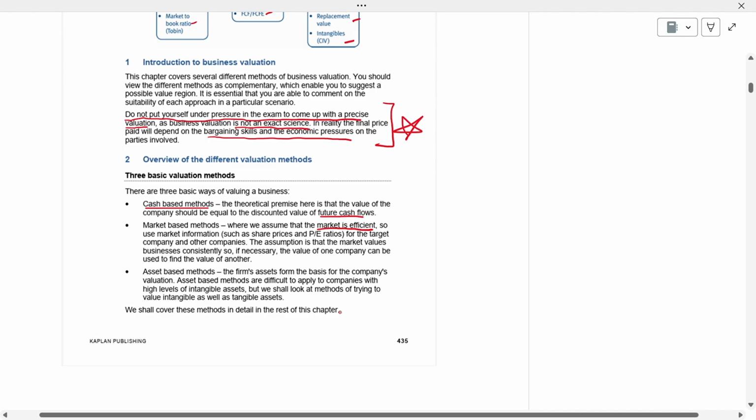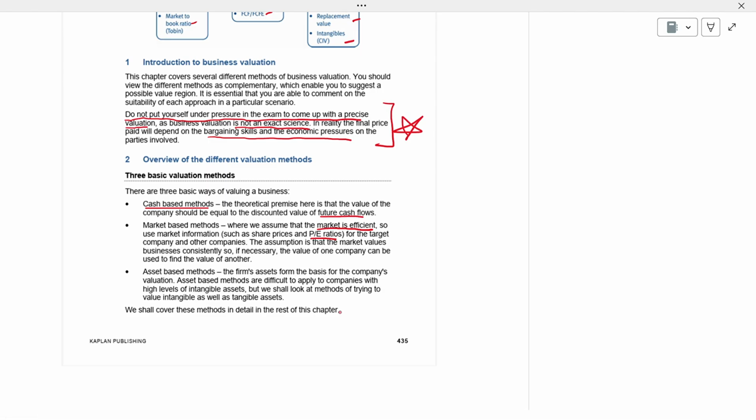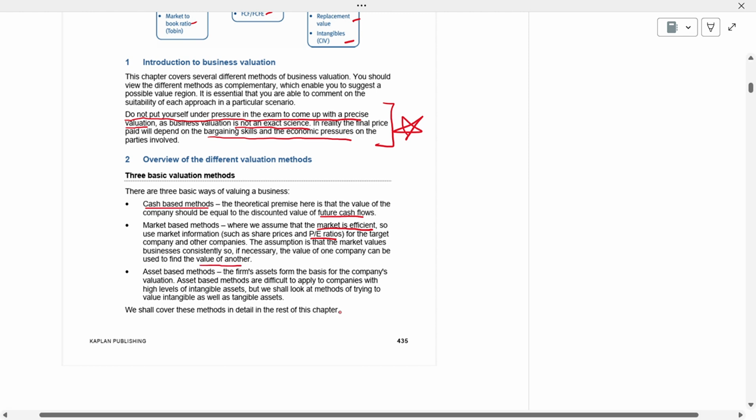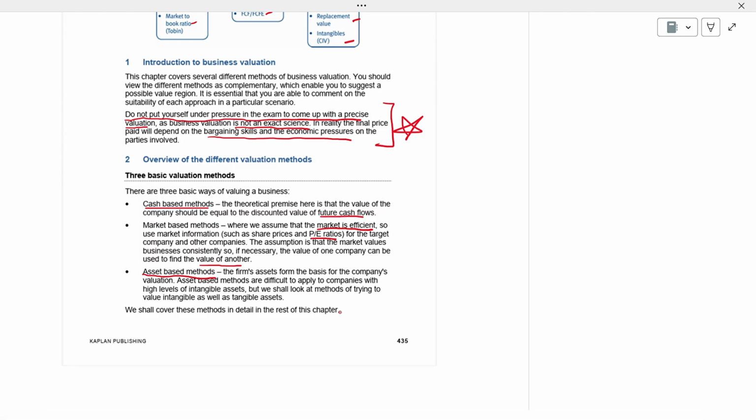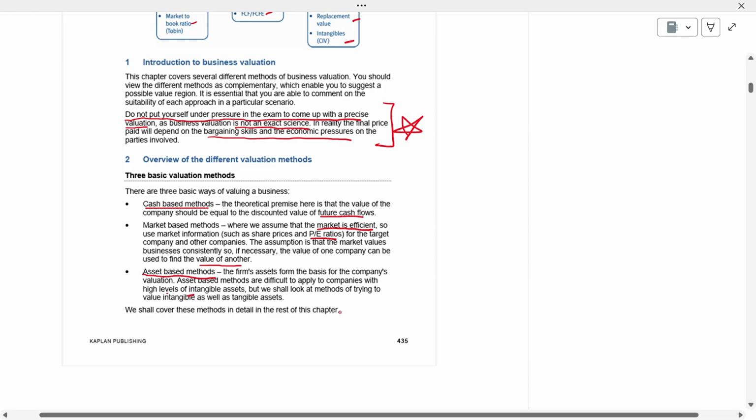These are share prices and PE ratios for the target company and other companies. The assumption is that market value is consistent, so if necessary the value of one company can be found from the value of similar companies. Okay, asset based approach. If they have a higher level of intangible assets, it is difficult to apply.